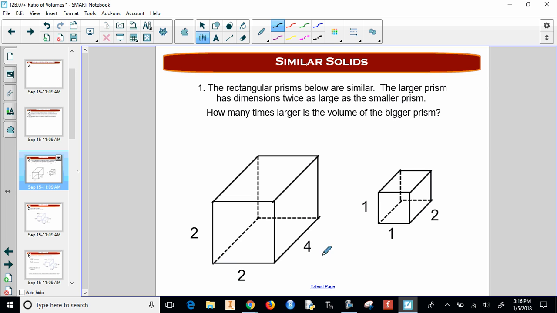Well, if you find the volume of this, 8 times 2, the volume is 16 square or cubic units. This one, 2 times 1, volume equals 2 cubic units. So it looks like this is 8 times bigger than the smaller one.